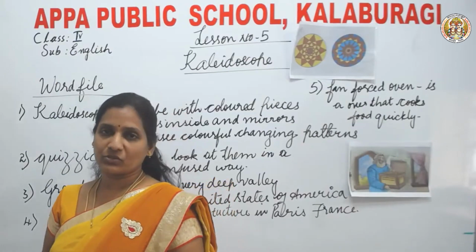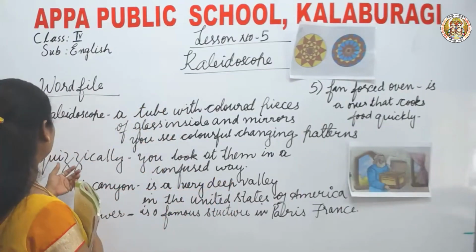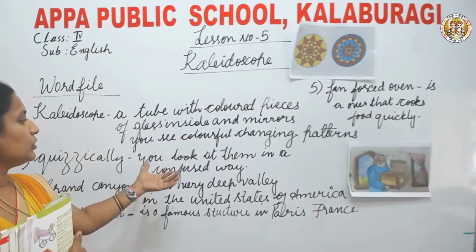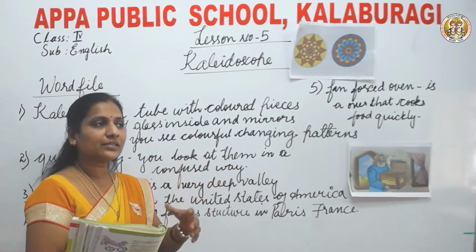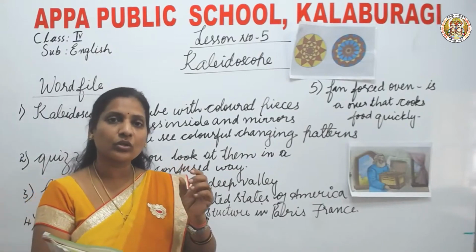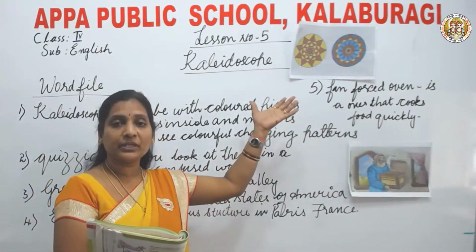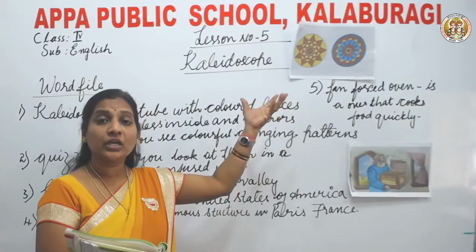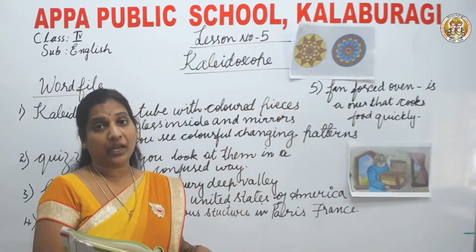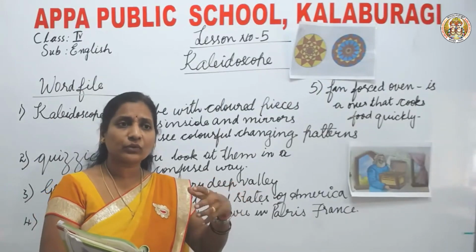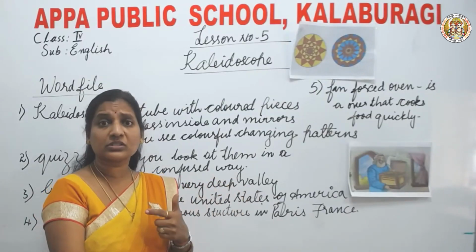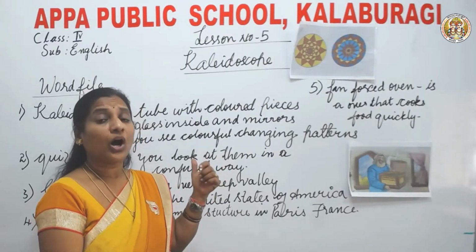Now, what do you mean by quizzically? He was having a look at it in a confused way. He is happy with that invention. When he saw all the colorful images with all the rainbow colors, he was very happy, and at the same time he wondered, how have these colors come out of this little tube, this little telescope, the kaleidoscope? How has this happened?